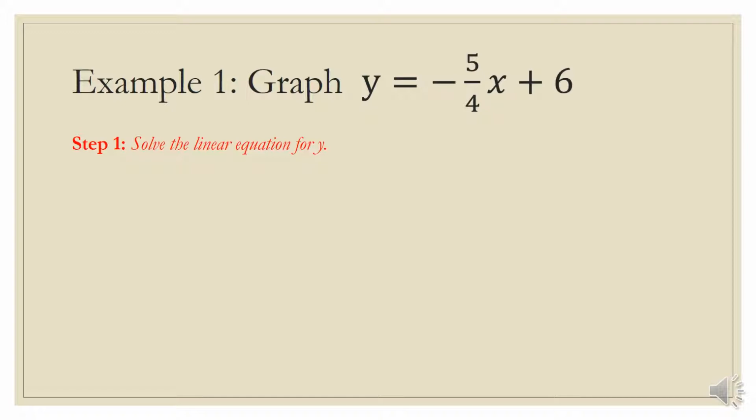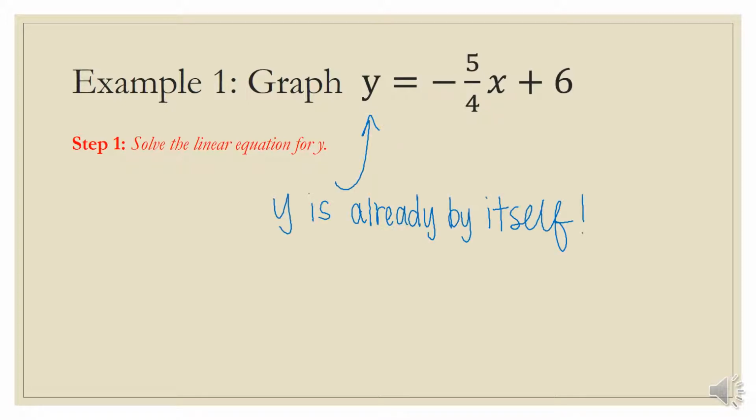So let's look at an example. Our first example here says graph y equals negative 5 over 4x plus 6. Our first step is to solve the linear equation for y. Now, lucky for us, y is already by itself, so there's nothing that we need to do here. There's no numbers in front of y, nothing's being added to y. It's on the left-hand side, all by itself. So we can move on to the next step.